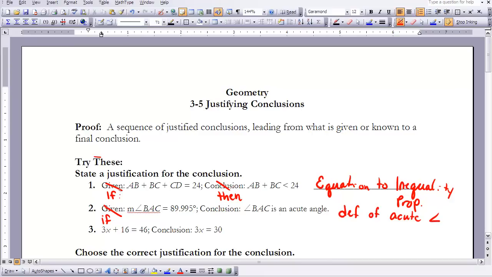Feel free to draw in symbols when justifying these and abbreviate as well. You will see that I will abbreviate definition as DEF, and I'll point out other ones too. In this next one, 3x plus 16 equals 46. We know that I can add a negative 16 to both sides, and if I do that, I then get 3x equals 30. So if you look at the notes from 3-5, we know that that's the addition property of equality. So that's our justification, addition property of equality, and that's how you can abbreviate that one.